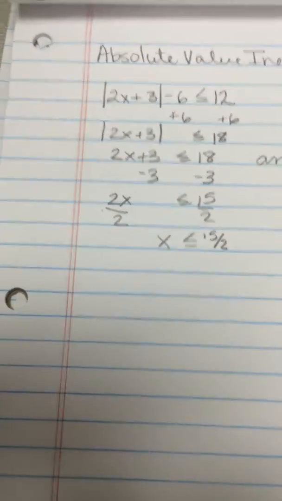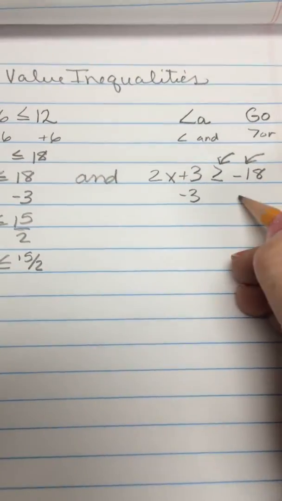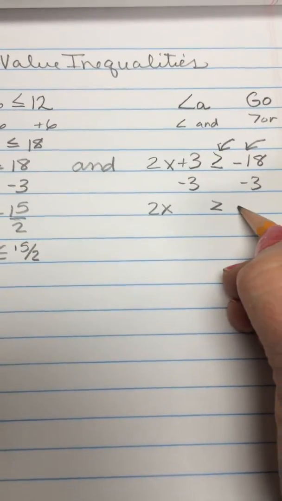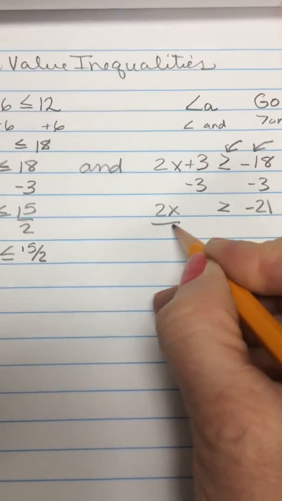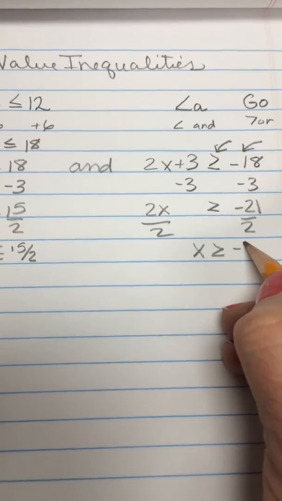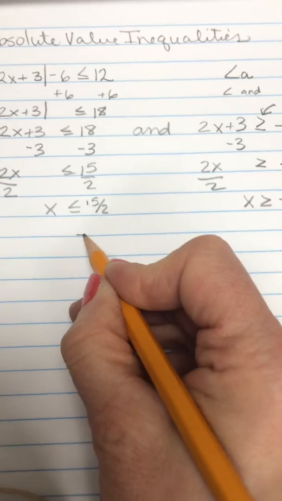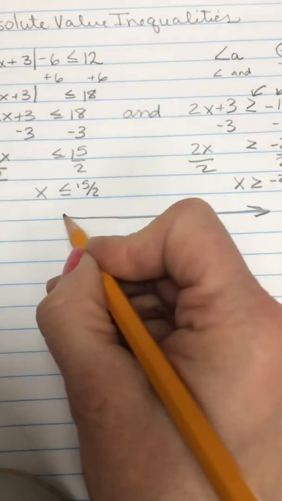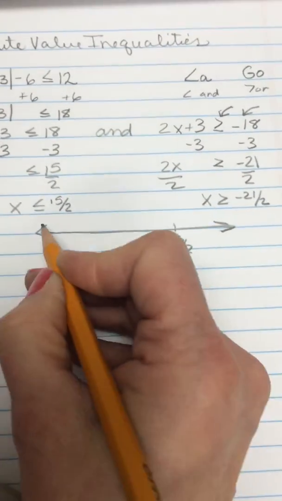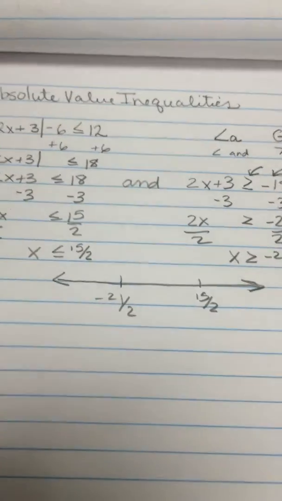Now going over here to the other side, going to subtract 3. Divide by 2, and you get negative 21 halves. All right, now to get your answer, draw yourself a quick number line. Here's 15 halves, and here is negative 21 halves. Try not to shake the phone, sorry.